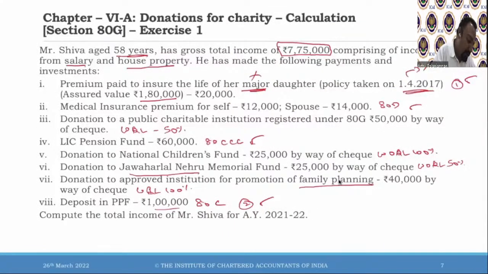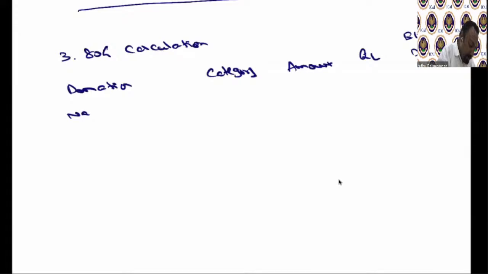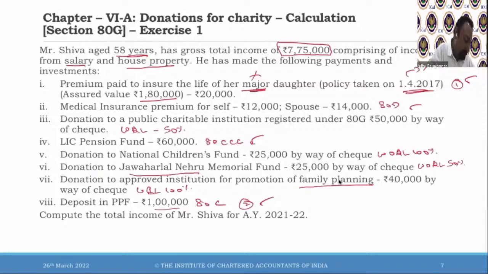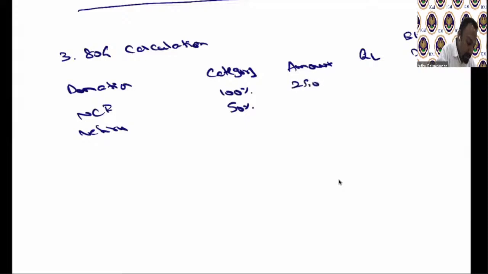So now we'll come back to this and take each one. We have donation to public charitable institution. We have 2 without qualifying. We'll write the first without qualifying, that is National Children Fund, I'll write it as NCF. Then you have Nehru. The National falls under 100%. Nehru falls under 50%. Nehru is 25,000 and NCF is 25,000, each 25,000. The eligible deduction is 12,500, so you write 25,000 into 50%. That's how you have calculated this.